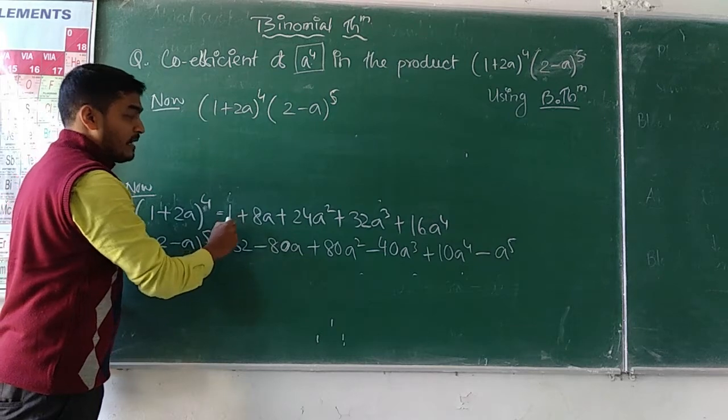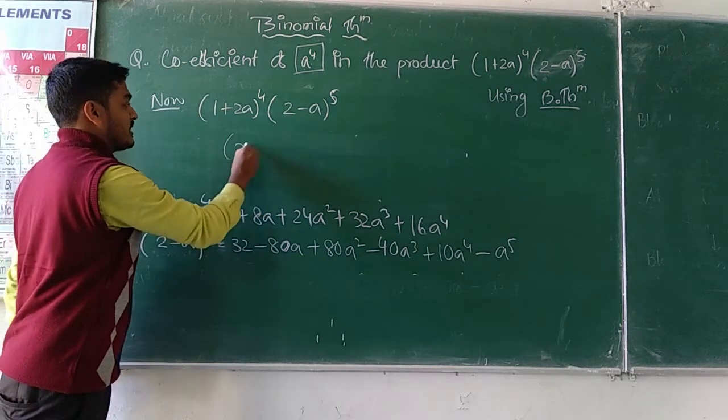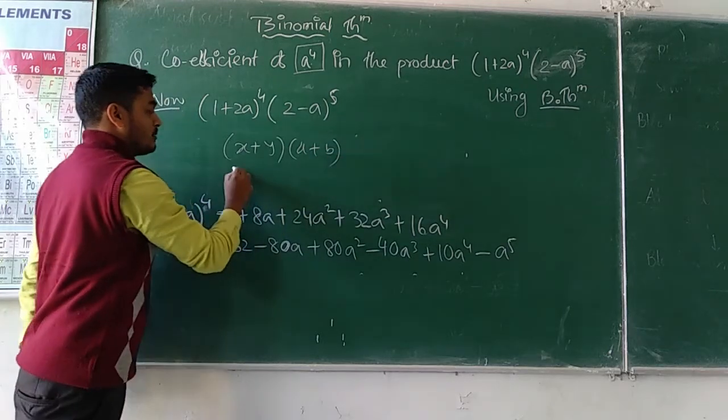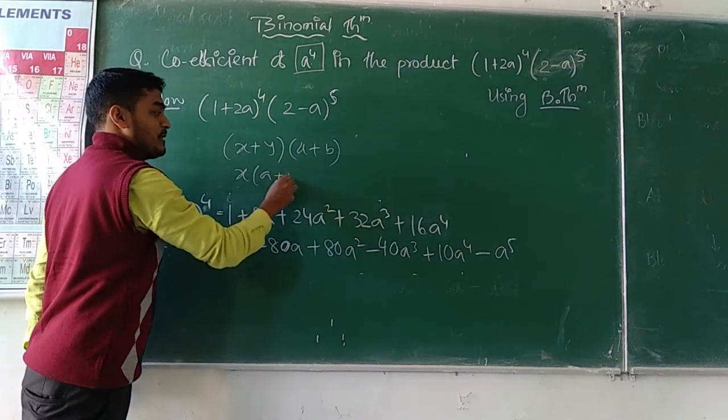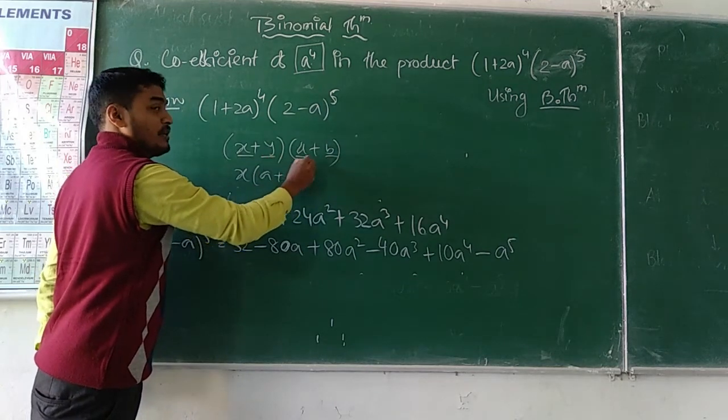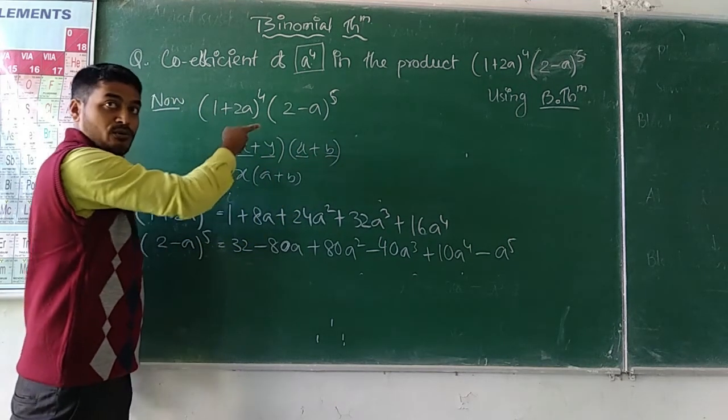Generally if we want to simplify, you know, x plus y into a plus b, then what you have to do, x should be multiplied with a plus b, that means x should be multiplied with each and every term and y should be multiplied with each and every term. Same procedure you have to follow.